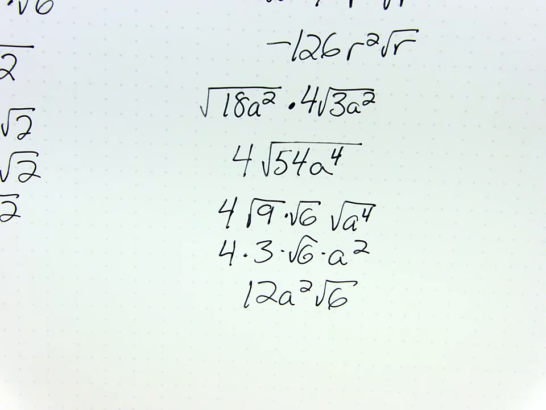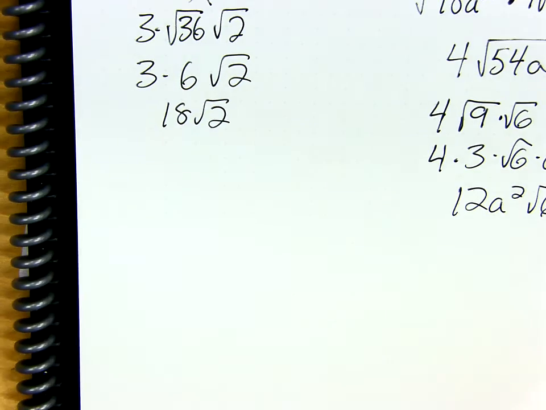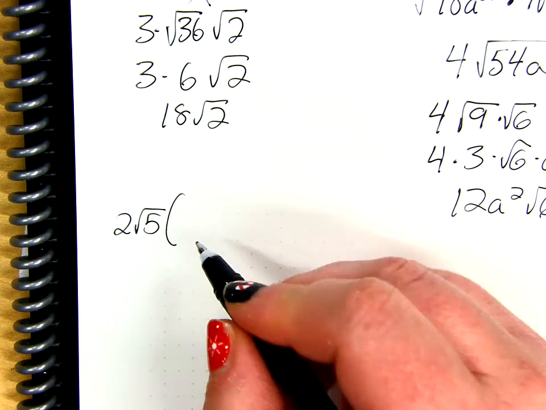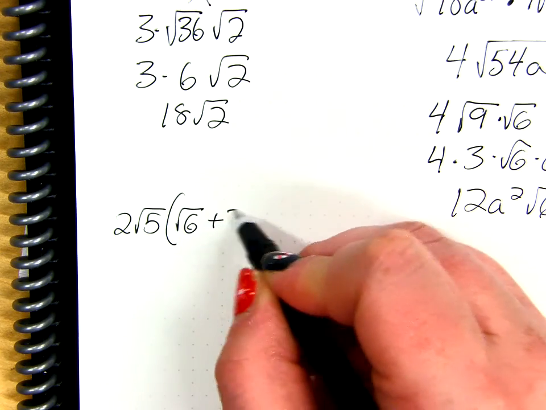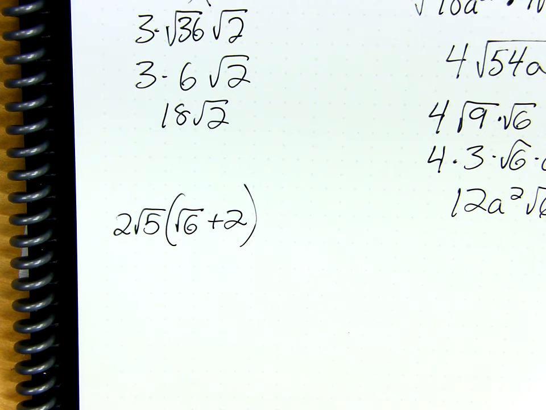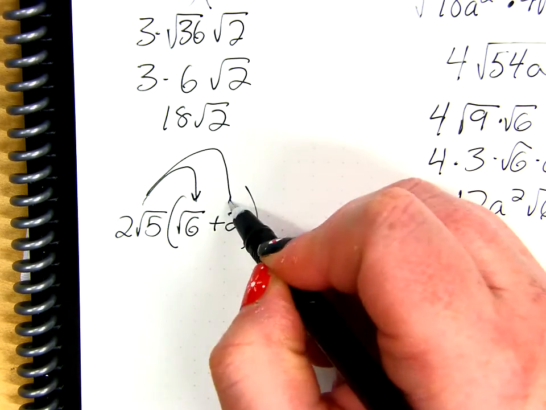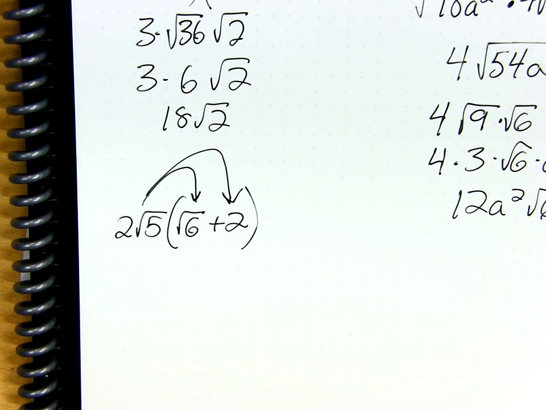Okay, if you start looking at ones like 11 and on from there, you'll notice that now I do have binomials. So let's do 12. So 12 has us distributing a 2 root 5 times root 6 plus 2. I have to distribute just like I normally do, right? I'm going to take this thing out in front and multiply it by this, and multiply it by this. You just have to be careful when you do it.